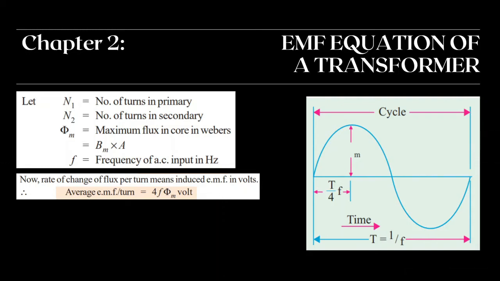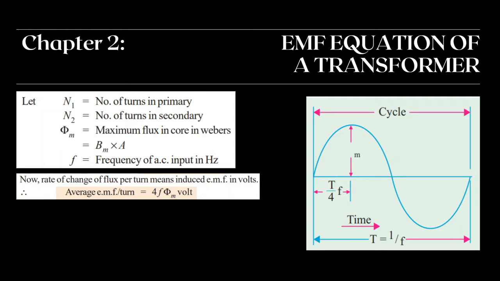So we are now in chapter 2, the EMF equation of a transformer. We let N1 be the number of turns in the primary, N2 the number of turns in the secondary, and also the flux Φm is the maximum flux in the core in Webers, which is equal to Bm multiplied by the area. F is equal to the frequency of the AC input in Hertz.